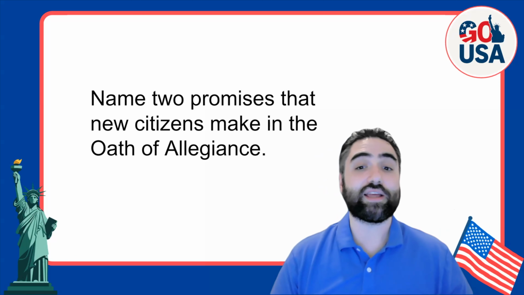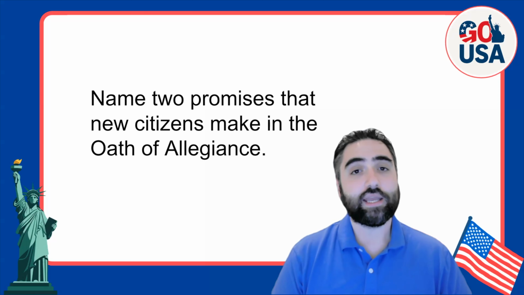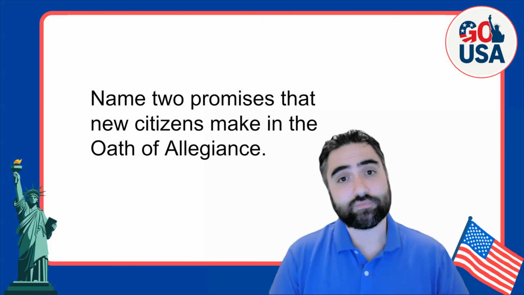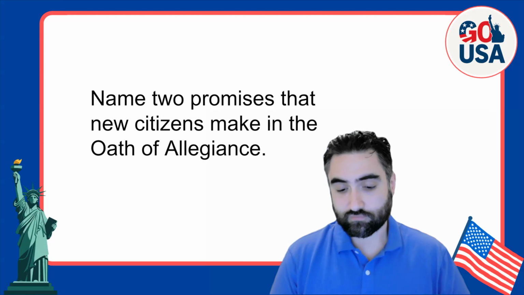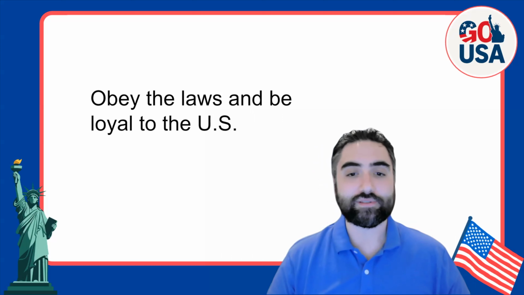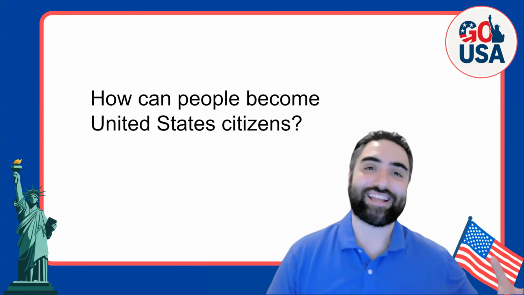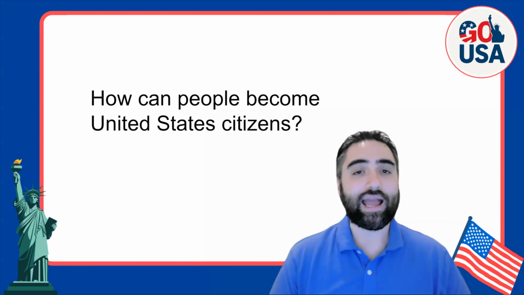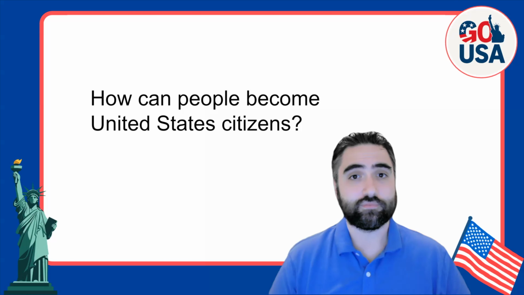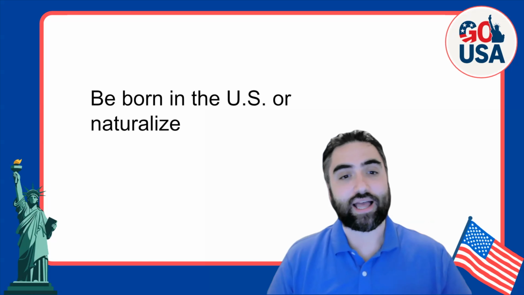Name two promises that new citizens make in the Oath of Allegiance. Those would be to obey the laws and to be loyal to the US. How can people become United States citizens? Be born in the US or naturalize.